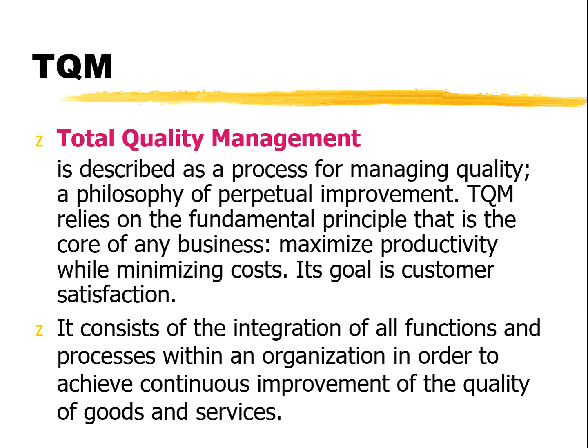The other term which is important in food quality is total quality management. This is very important international standard which is implemented worldwidely, and total quality management is described as a process for managing quality, and it relies on those principles which are important for any business or to increase the productivity of that product with minimum cost, and that is achieved through the main goal, which is the customer satisfaction. And it is possible by integration of different functions and processes within an organization to improve the quality of goods and different services.